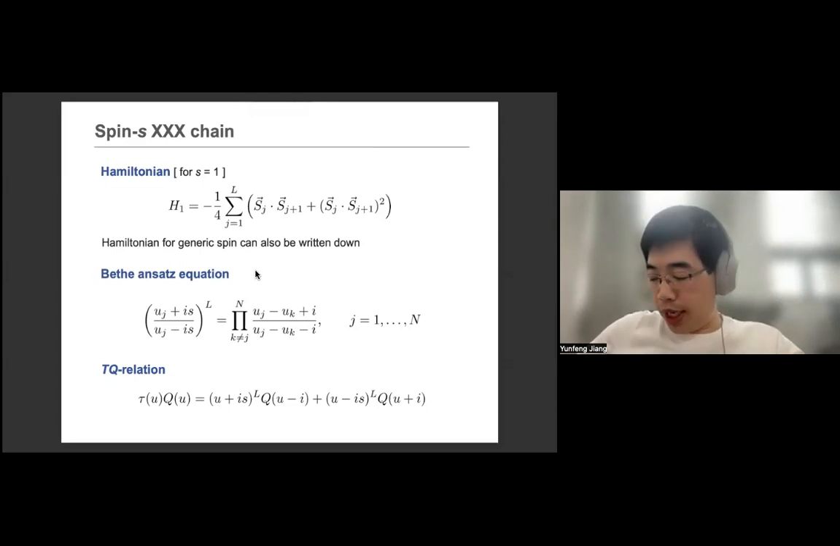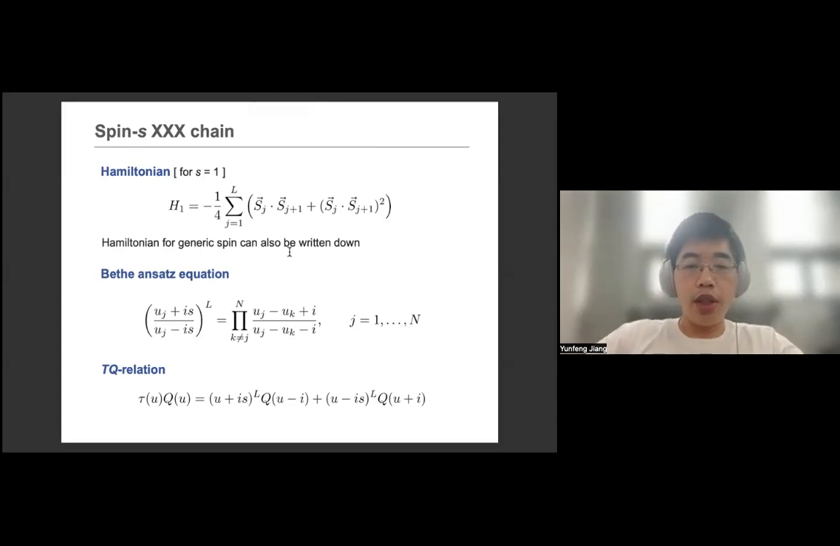So for the spin S case, we also have spin S Heisenberg spin chains. Here I give you the spin 1 Hamiltonian. In addition to this quadratic term, you also have this quartic term. And if the spin increases, the Hamiltonian will become more and more complicated. But for any spin, we can always write down the Hamiltonian explicitly. So such a model exists for any spin S.